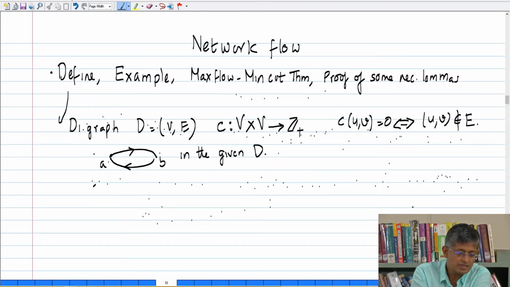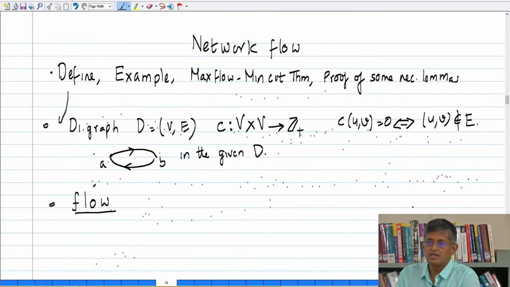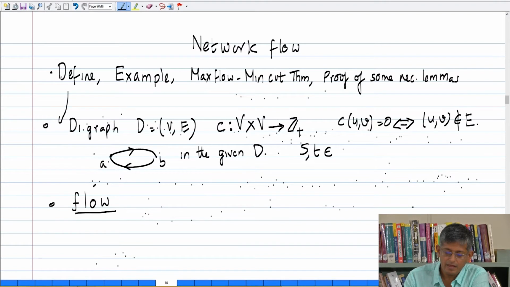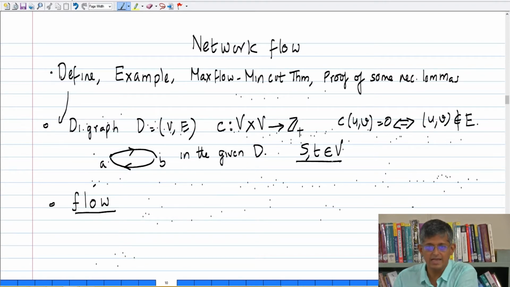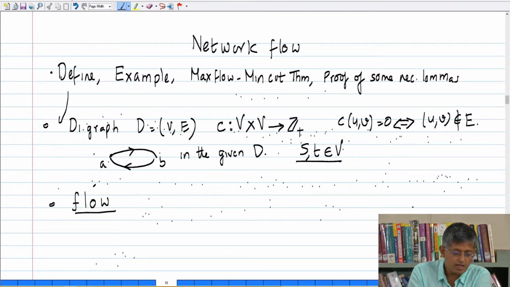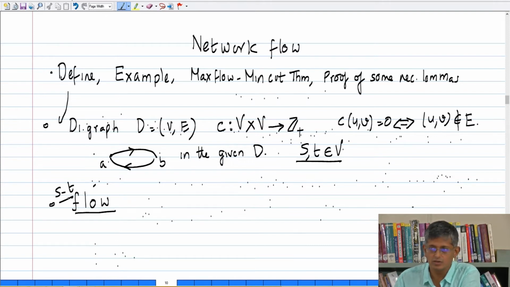So what is the question? The question is about an object called a flow. When you think of a flow, you can think of something that looks like a current in a resistive network. I also forgot, the input also consists of a pair of vertices called S and T, source and terminus. Now I am going to define this object which is called an ST flow, source to terminus flow.